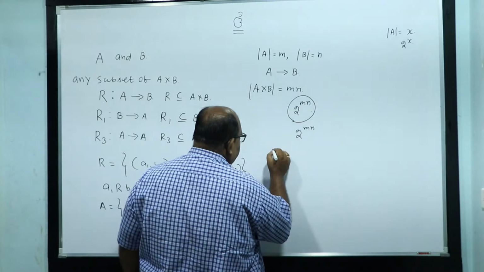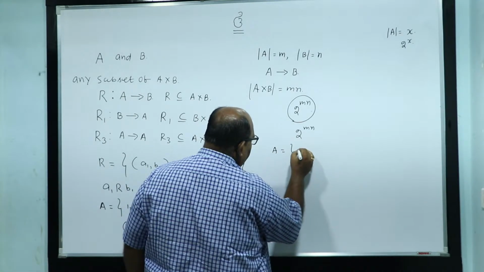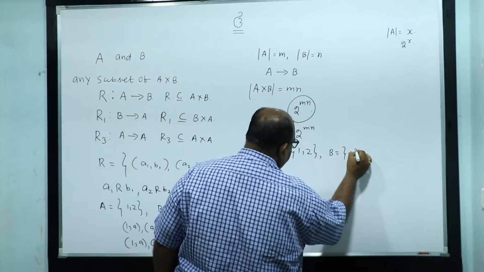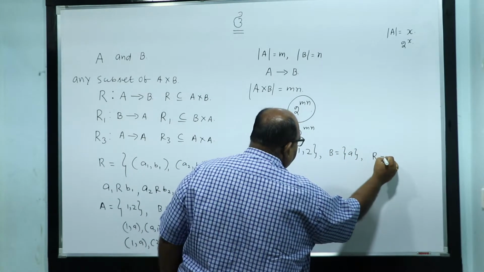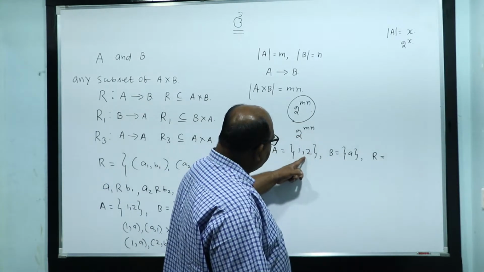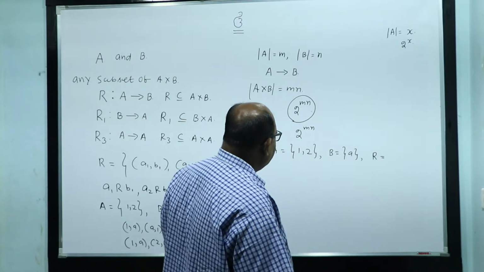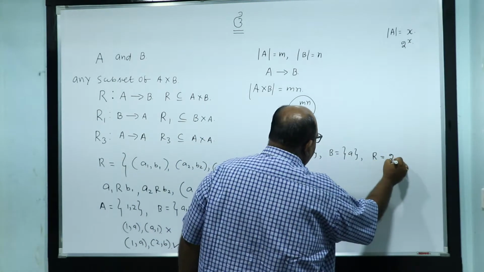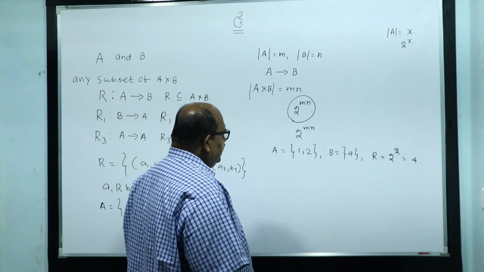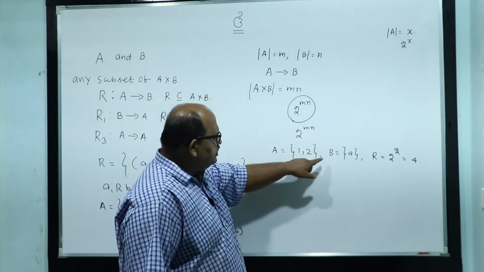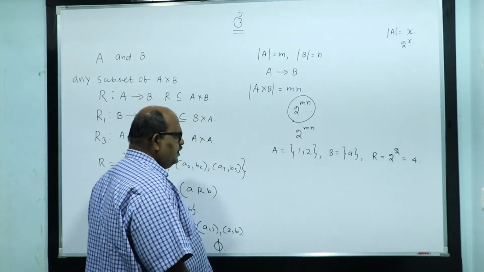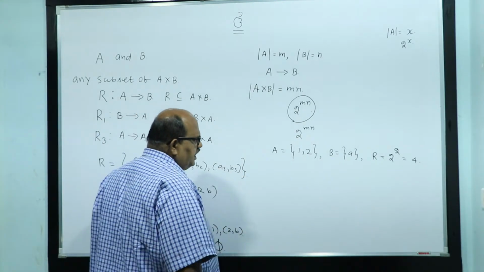Okay, let us take set A is equal to {1, 2} and set B is equal to {a}. How many relations are possible? 2 to the power mn, where m is equal to 2 and n is equal to 1. So 2 to the power 2 into 1 is equal to 2 squared, which is equal to 4. If set A is equal to {1, 2} and set B is equal to {a}, the number of relations possible is equal to 4. So look at what those 4 relations are.